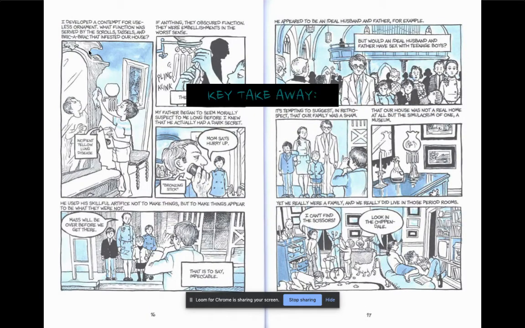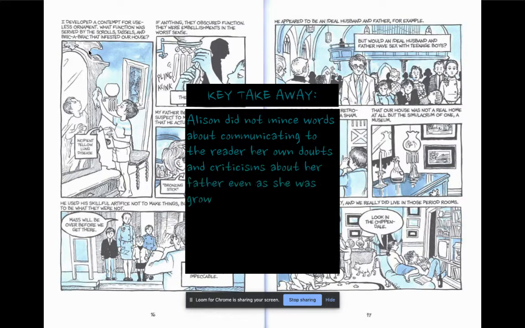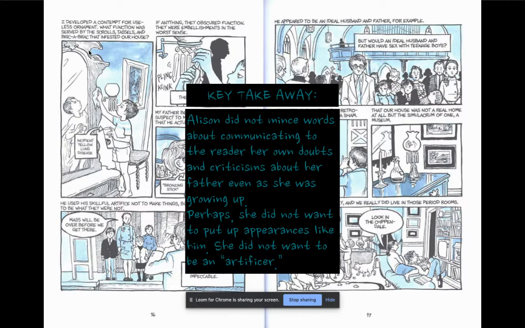And my key takeaway from these pages is that Allison didn't mince words in communicating to the reader her own doubts and criticisms about her father as she was growing up. Maybe she didn't want to be an artificer of her own. She didn't want to make pretenses and create untruth.